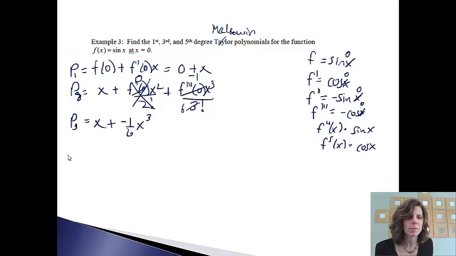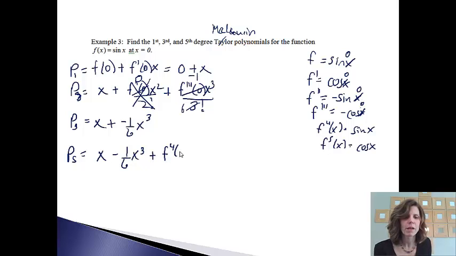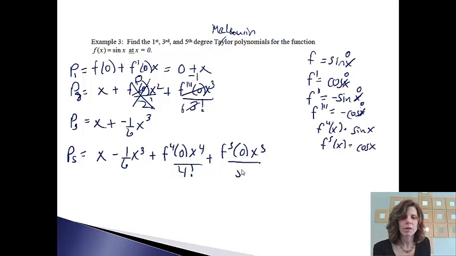So that's my third degree, and then we need to get to our fifth degree. So far we have x minus 1/6 x cubed, and then plus we have to do our fourth degree. So fourth degree at 0, x to the fourth over 4 factorial, plus the fifth degree over 5 factorial. And notice once you get it set up, it's just a lot of calculating, which can kind of be a pain, but we'll get there.